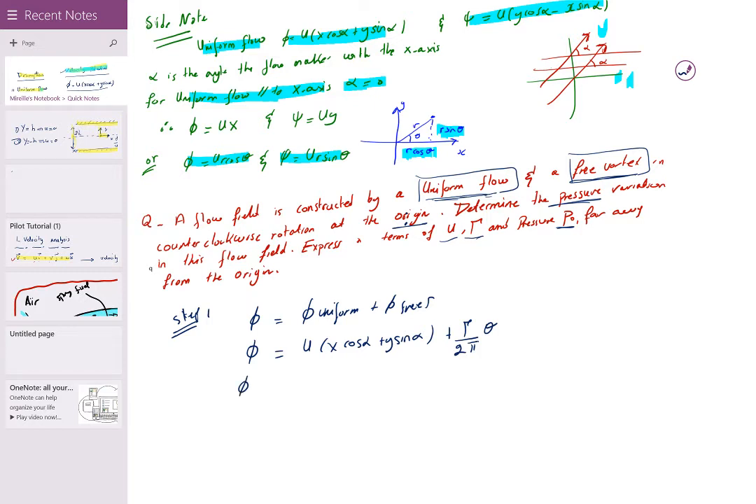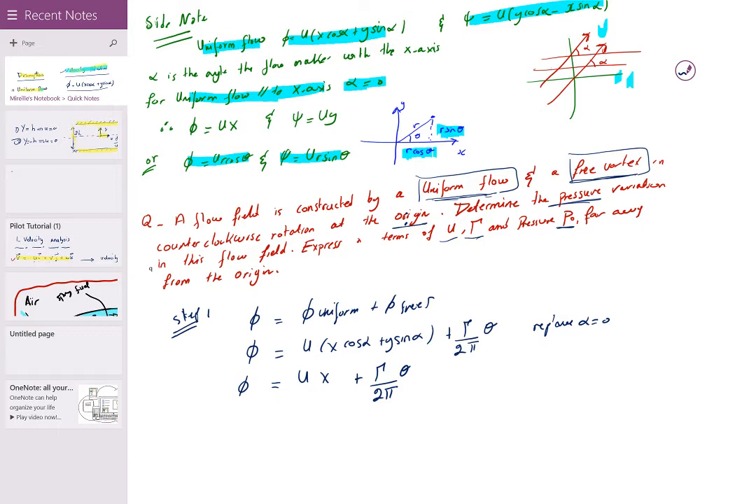Now, I know that my flow is a uniform flow. It's parallel to the x direction. Therefore, I'm going to replace alpha equals 0. So I'm going to end up with U x plus the intensity over 2 pi theta.